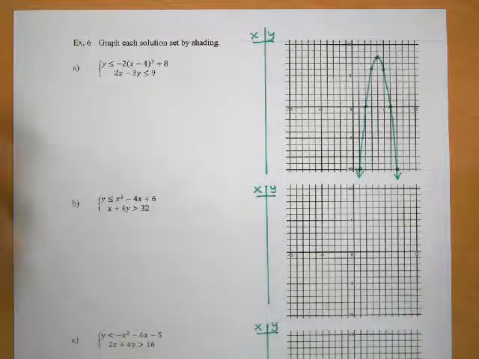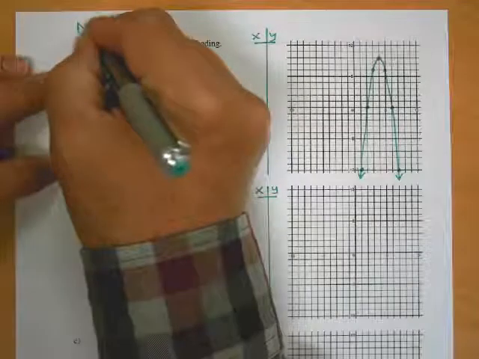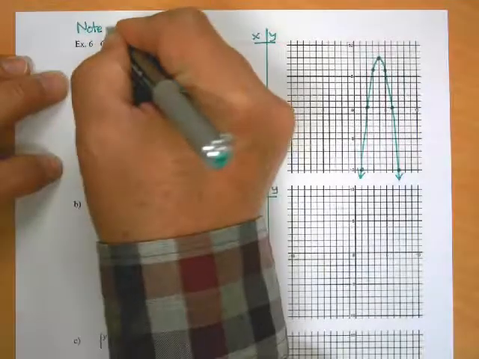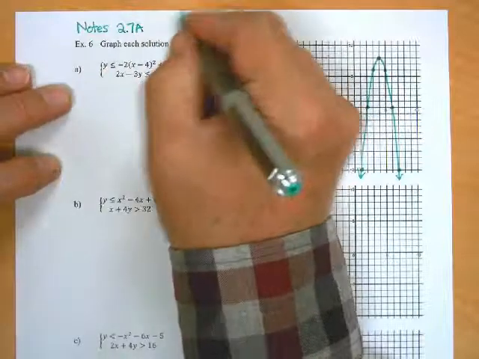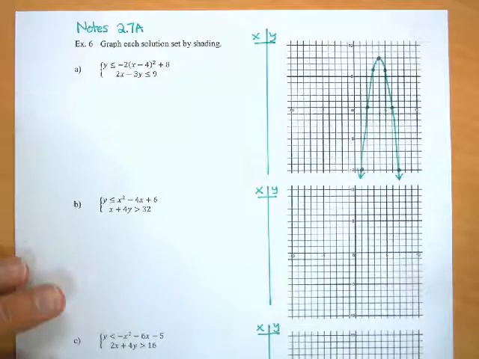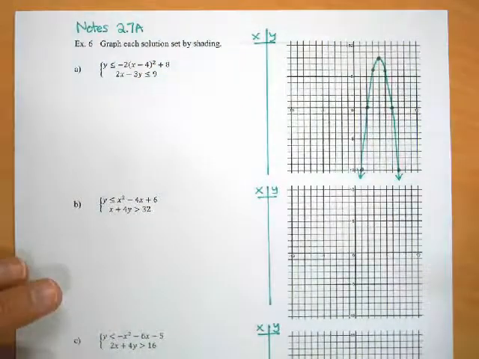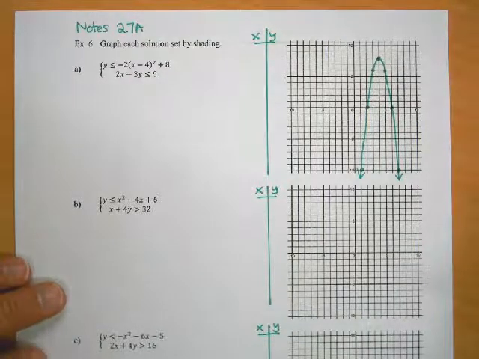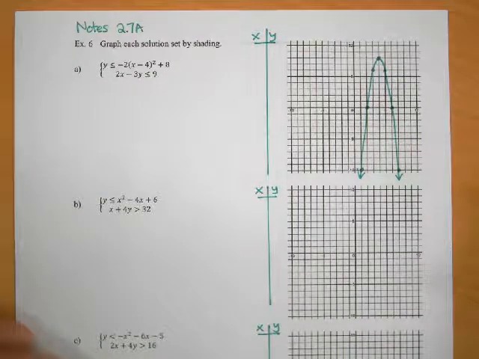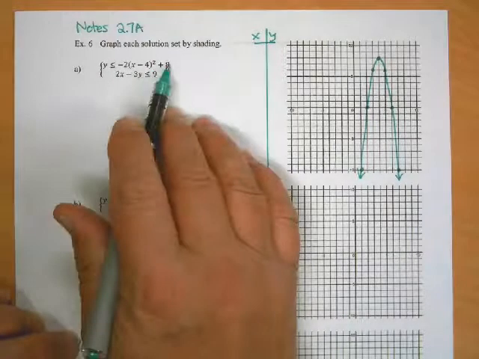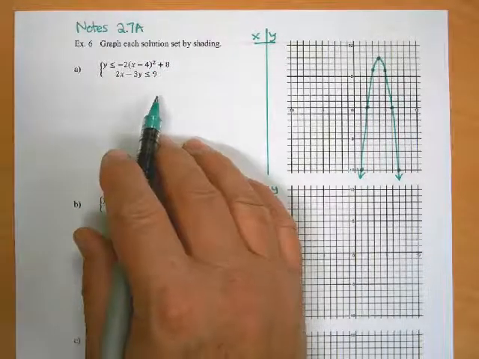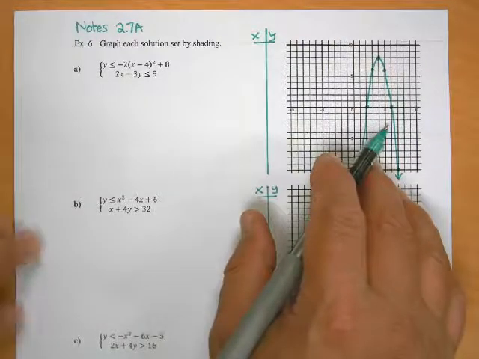Okay, this is Mr. Peterson, and these are notes for 2.7 Part A. This is page 4. Forgot to put the title up there, but the title is Linear Quadratic Systems. So this will be the linear part, and with the squared, that'll be the quadratic part. We're going to get a line and a parabola, and I've already pre-printed the parabola over there.